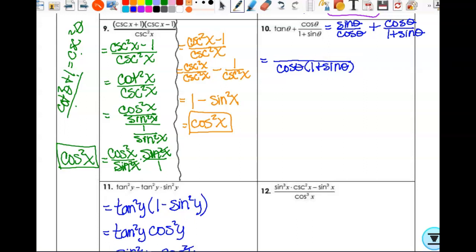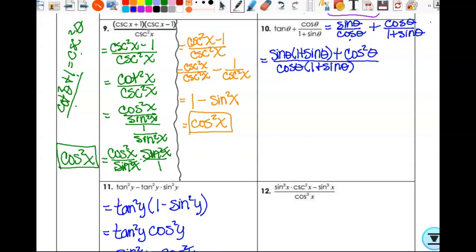So then when I put this together, that means this first fraction has to be multiplied by 1 plus sine over 1 plus sine. So that means I get sine theta times 1 plus sine theta. Plus, then this fraction has to be multiplied by cosine over cosine. So then this would be cosine squared theta. Okay. Everybody with me? I have 2 places where I could distribute.